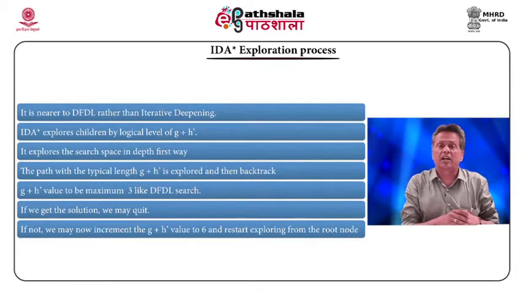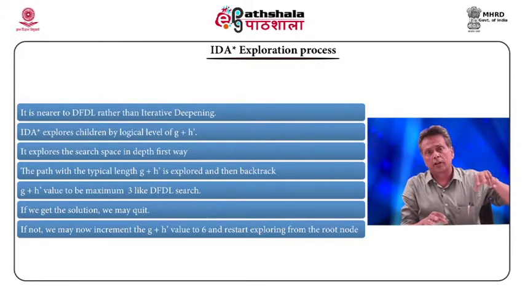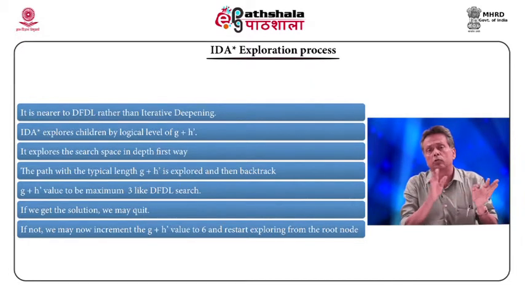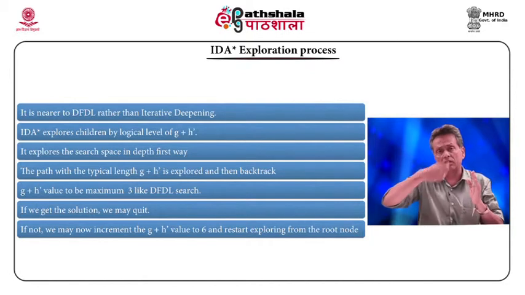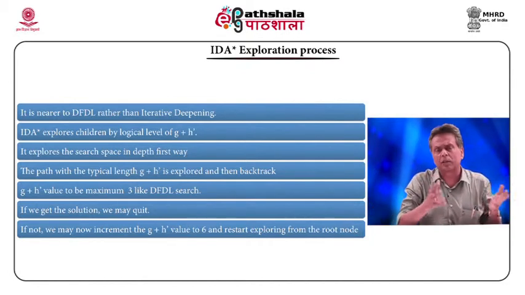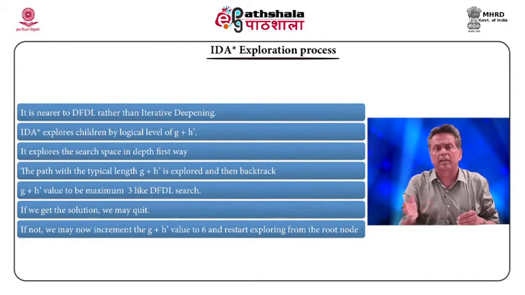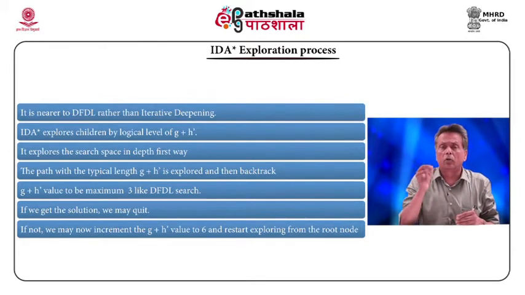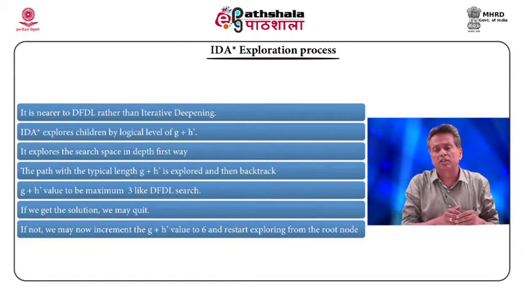Here, instead of that, it's quite an interesting move, you don't do that, you just use G plus H dash. Take a specific value of G plus H dash. For example, you just say that G plus H dash is 3. So you start exploring nodes, and whenever the G plus H dash value goes beyond 3, you just stop and take the previous node and take the other branch and so on and so forth. So IDA star is very similar to DFDL. The only point is you just use G plus H dash.